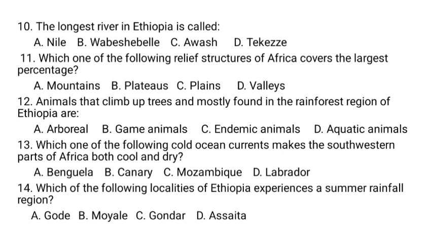A, arboreal; B, game animals; C, endemic animals; D, aquatic animals. Question number 13. Which one of the following cold ocean currents makes the southwestern parts of Africa both cool and dry? A, Benguela; B, Canary; C, Mozambique; D, Labrador.